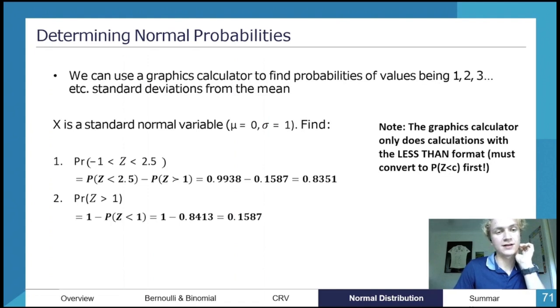Yeah, and that's just because we find the probability it's greater than 2.5 minus the probability it's less than 1, and that gives us this value. Okay, probability of z being greater than 1. Well, because it's the inverse, again, it's got to be less than. We get 1 minus the probability of z being less than 1, which equals 1 minus 0.8413 equals 0.1587.